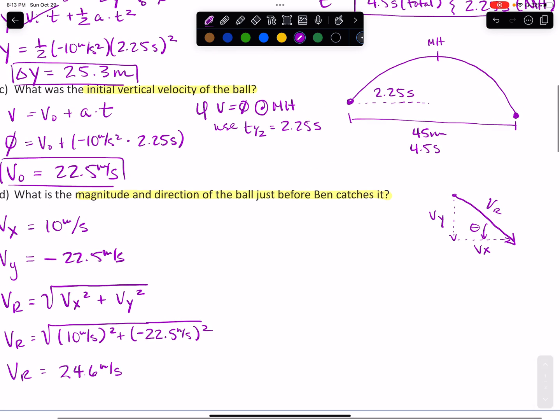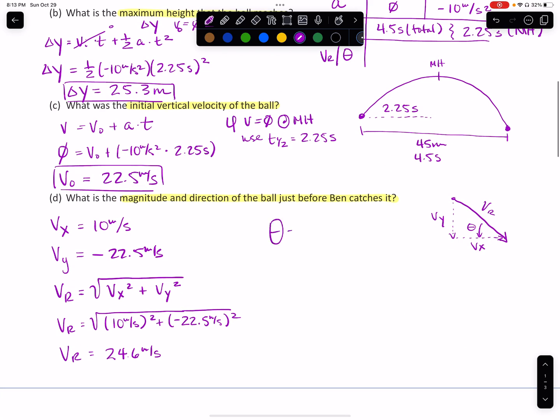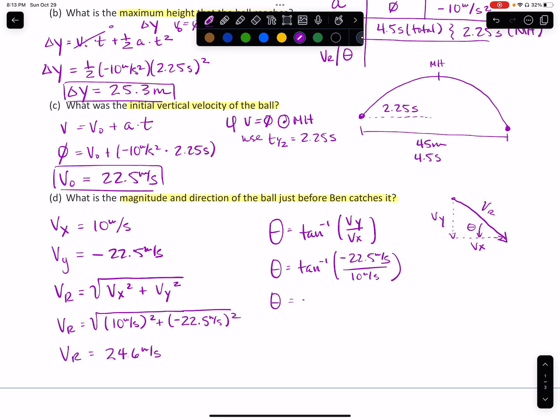But we're not finished because we need that angle theta. All right, so theta is going to be our inverse tangent of our vertical divided by our horizontal. All right, so we plug that in, tangent, and we have negative 22.5 meters per second divided by 10 meters per second. We take the inverse tangent of that, and we have an angle of negative 66 degrees. All right, so our resultant velocity just before Ben catches it has a magnitude of 24.6 meters per second and a direction of 66 degrees south of east. All right, so that's one example.